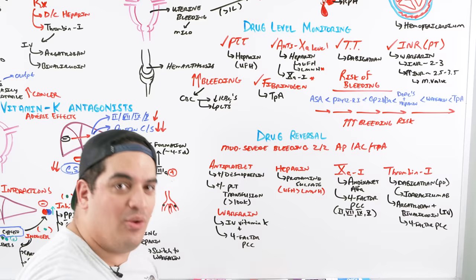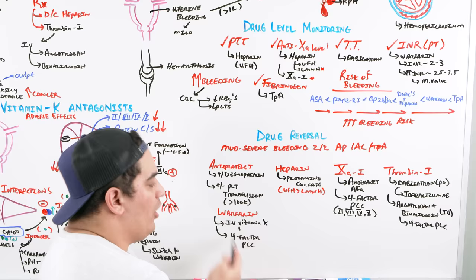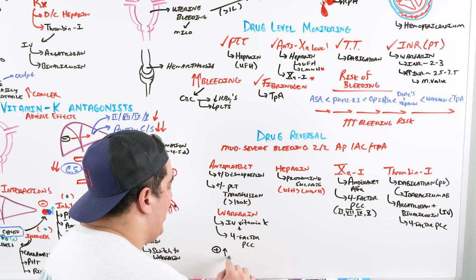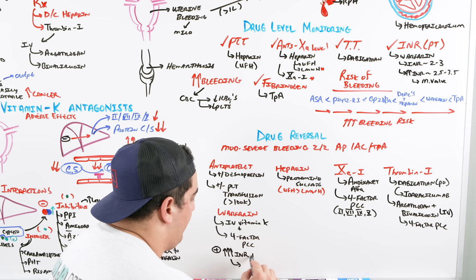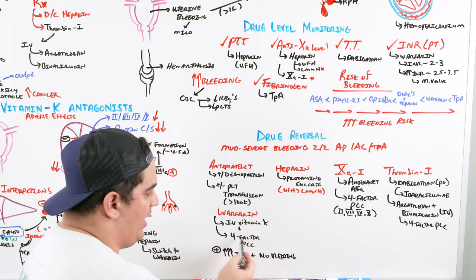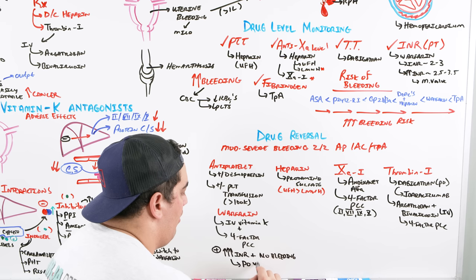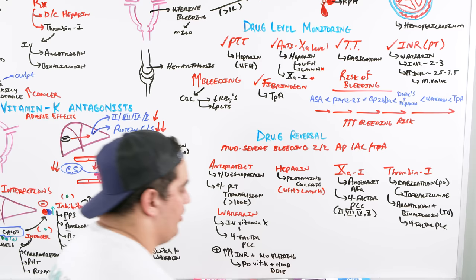A caveat, an add-on here: if the patient is not massively, urgently bleeding, but has a super high INR, greater than their goal of 2 to 3 or 2.5 to 3.5 with a mechanical valve, but no bleeding, so in other words it's not an emergent indication, then you can give them PO vitamin K and hold the dose of warfarin for maybe a day or two, and then keep checking their INR until it normalizes. Okay, that's just a little add-on there.